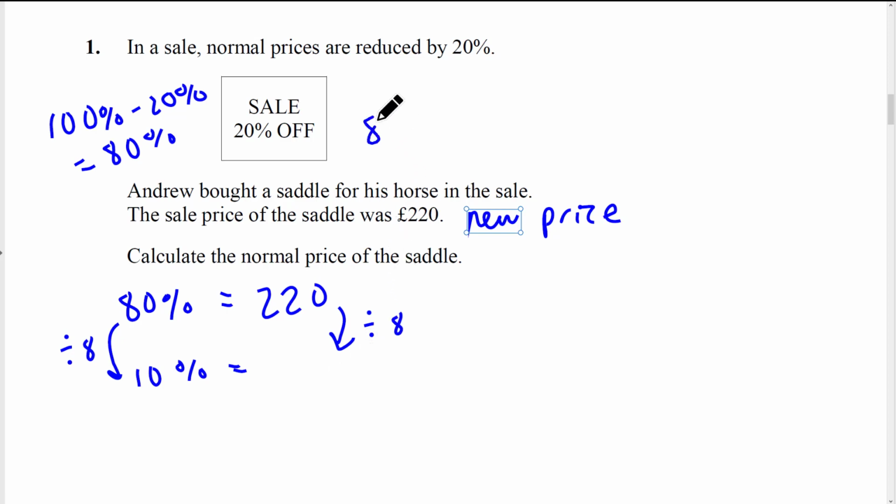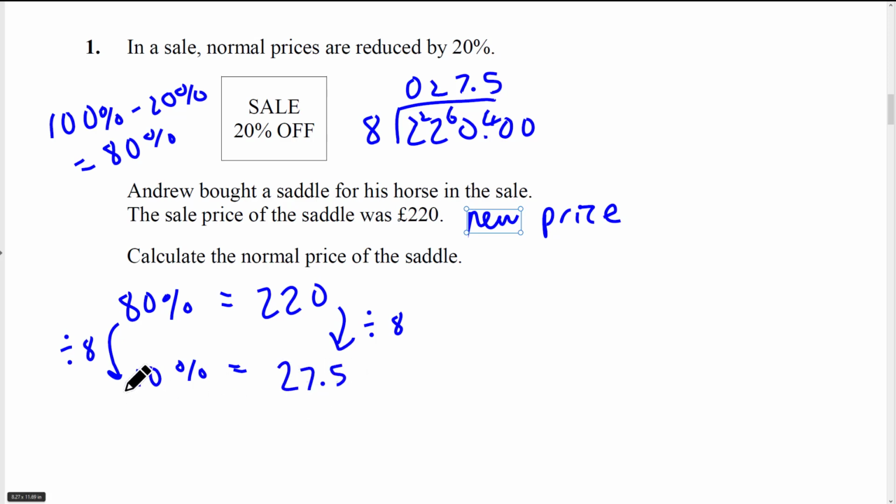I'm going to write this up here. 8 into 220. 8 into 2 doesn't go, so let's carry that 2. 8 into 22 is 2, remainder 6. 8 into 60 is 7, remainder 4. Add some decimals. 8 into 40. So that's 27.5.